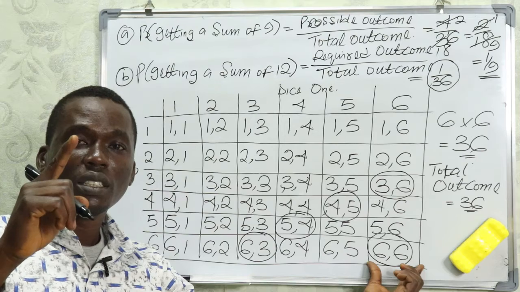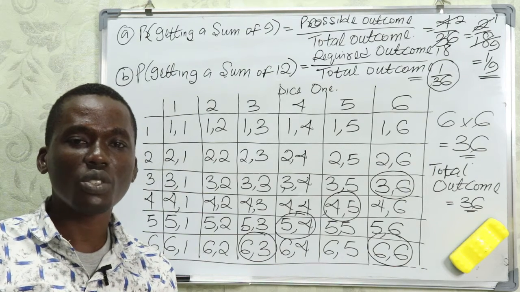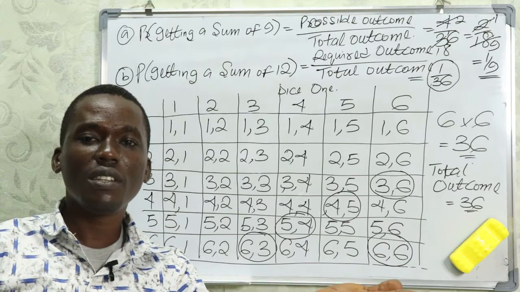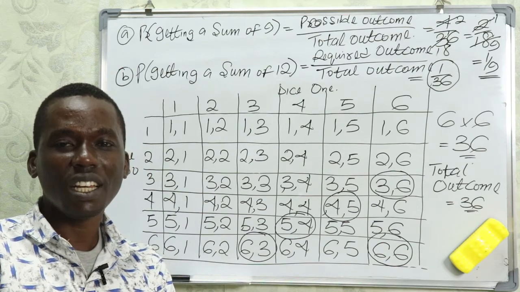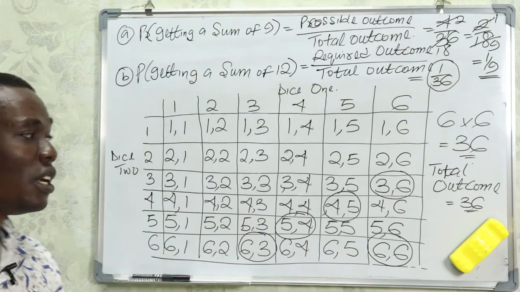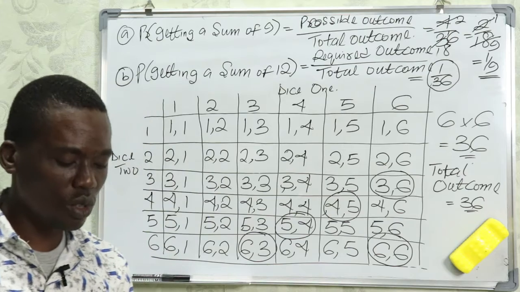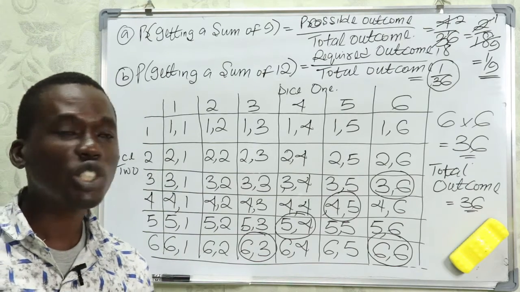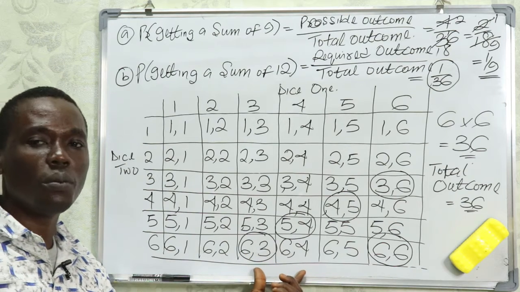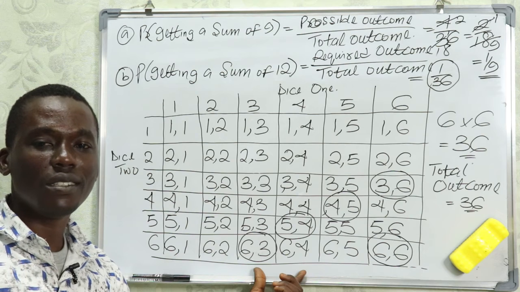The value of getting a sum of 12 is just 1. So when you throw the two dice, the possibility that you get a sum of 12 is when a 6 shows here and a 6 shows here. Now do you see how simple it is solving a question like this? So whenever you are given any question on probability of two dice, make sure that you draw this table. It will make the solution very, very easy.